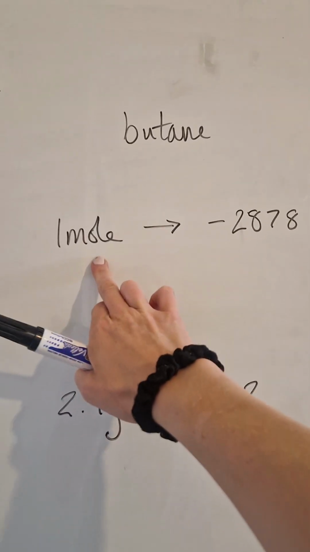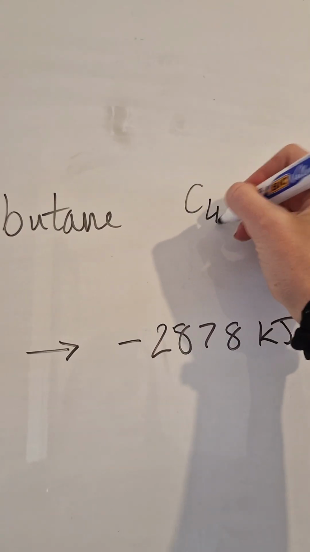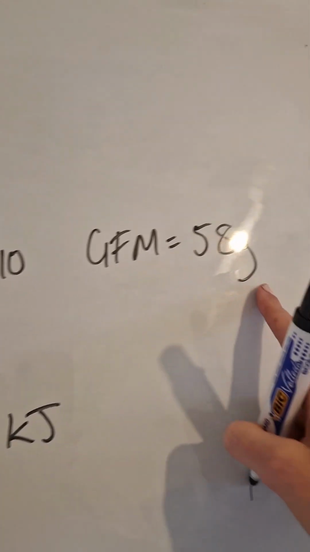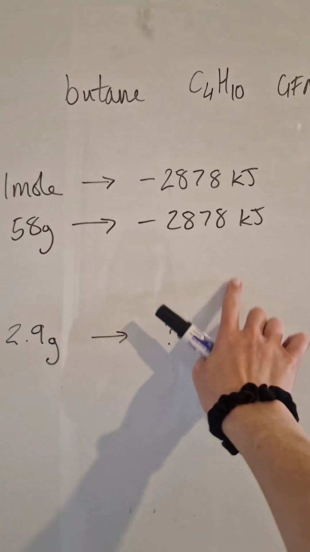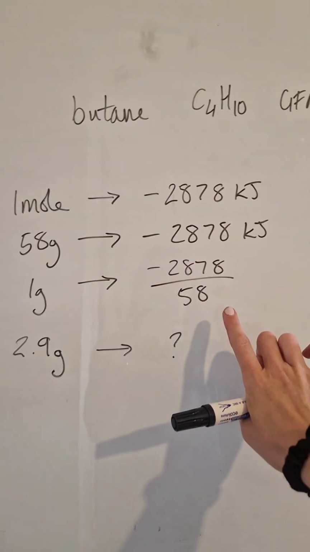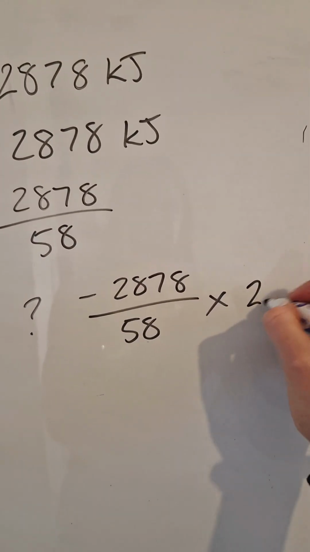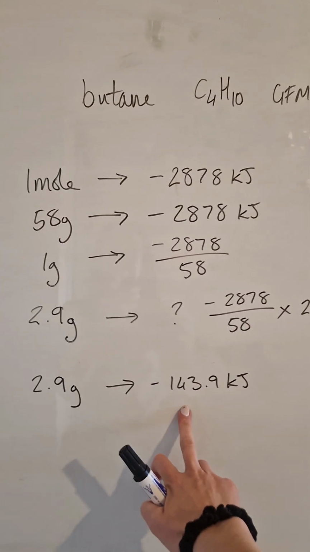So all we need to do is turn this 1 mole into a mass. Butane is an alkane with 4 carbons, so its formula would be C4H10. That means 1 mole of it is 58 grams. So now we know that 58 grams gives out this much energy. We can scale down to 1 gram by dividing the energy by 58, then scale up to the 2.9 grams by doing this times 2.9. That means that 2.9 grams of butane would release this much energy.